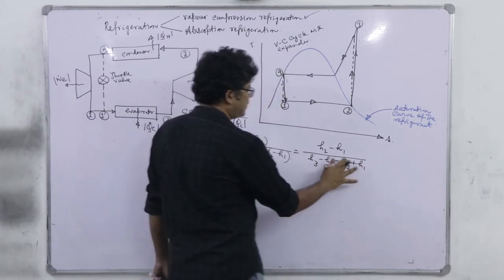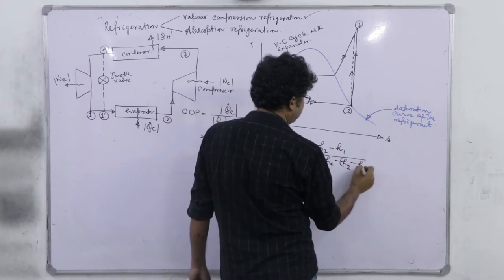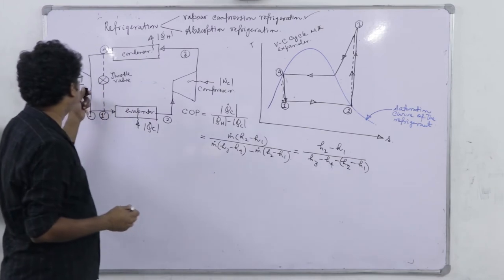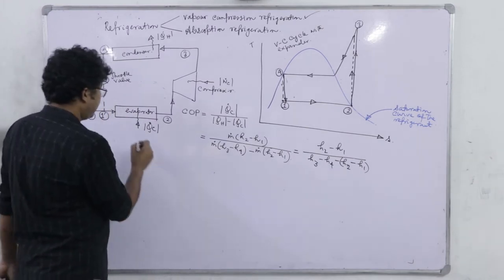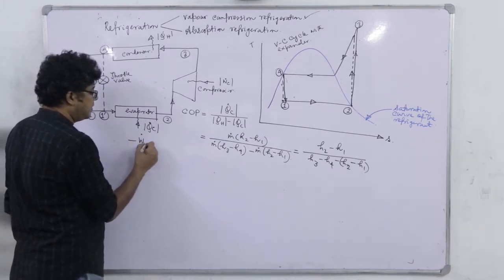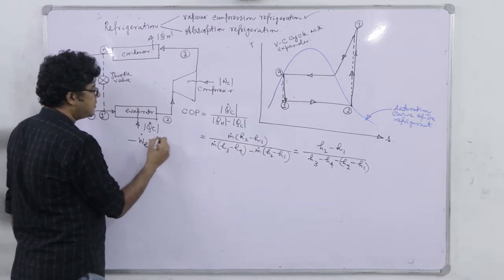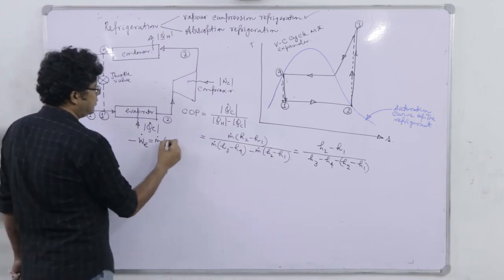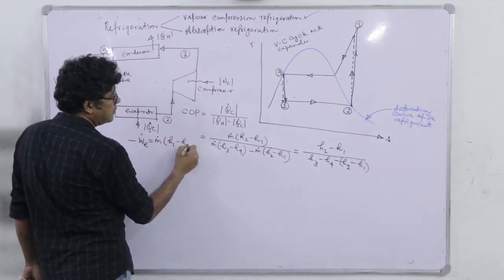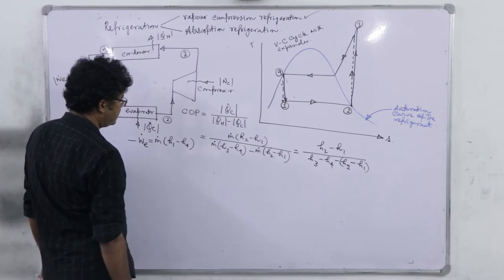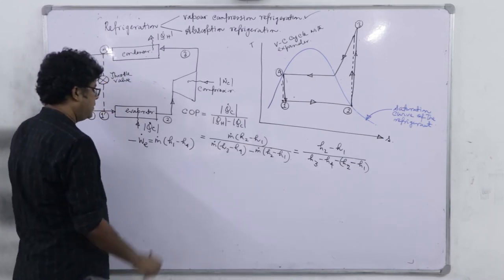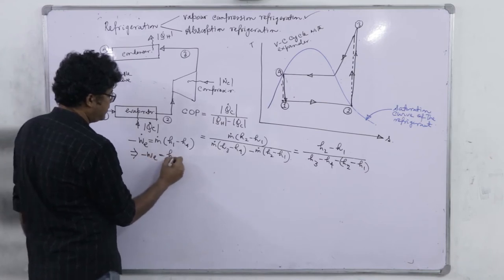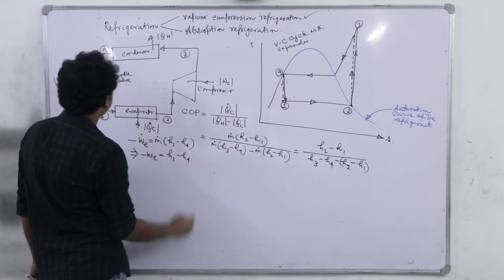Or let us write it like this. When it is fitted with an expander, we have minus W dot E equal to m dot into (H1 minus H4). So minus W E equal to H1 minus H4.